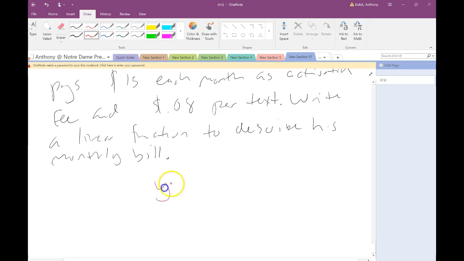So since this is a linear equation, we know it's going to look like y equals mx plus b, right? Okay, so let's figure out what each of these numbers pertains to. So this function, the y value is representing what in this situation?